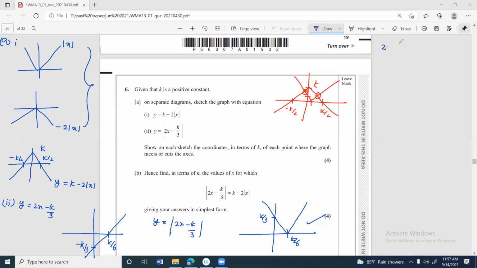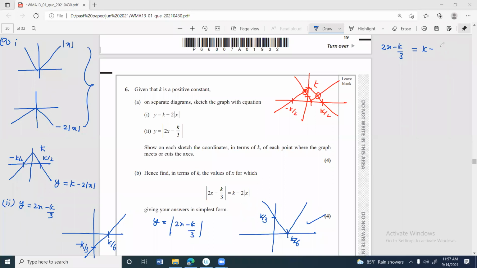2x minus k over 3 equals 2 times, sorry, this one modulus. First you get just the positive answer for this, k minus 2 modulus of x, right? Then what you can get here is, sorry, initially we'll get the positive side of these graphs.